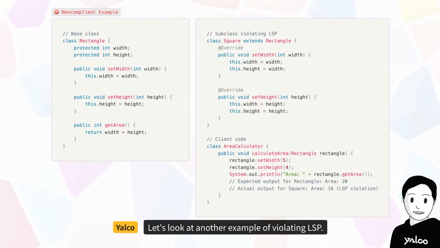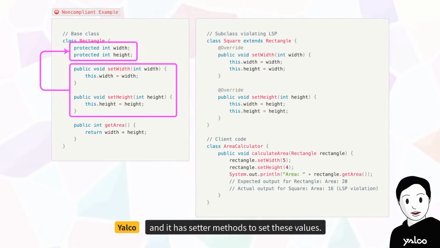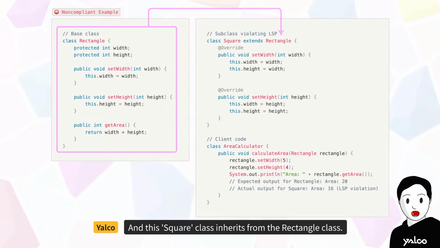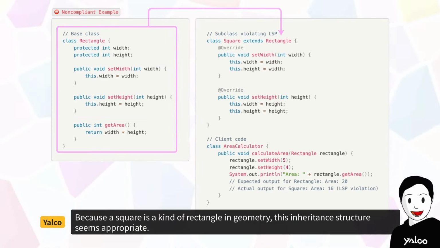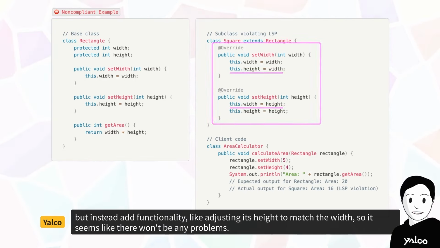Let's look at another example of violating LSP. This Rectangle class has width and height properties, and it has setter methods to set these values. And this Square class inherits from the Rectangle class. Because a square is a kind of rectangle in geometry, this inheritance structure seems appropriate. The Square class's setter methods for width and height don't take away functionality from the parent's methods, but instead add functionality like adjusting its height to match the width, so it seems like there won't be any problems.